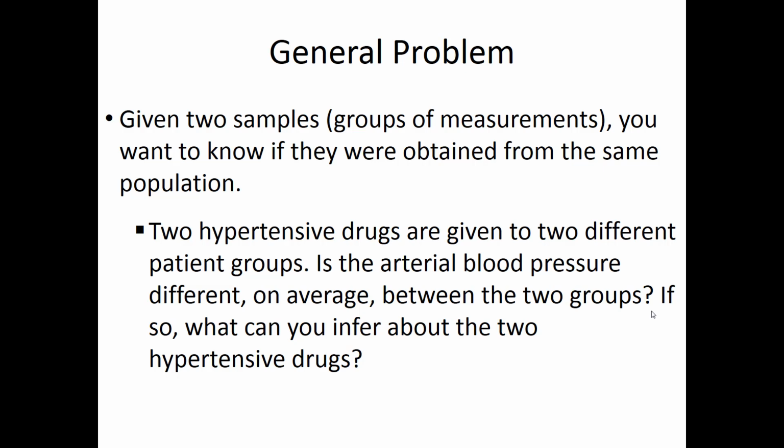Given two samples or groups of measurements, you want to know if they were obtained from the same population. For example, two hypertensive drugs are given to two different patient groups. Is the arterial blood pressure different on average between the two groups? If so, what can you infer about the two hypertensive drugs?